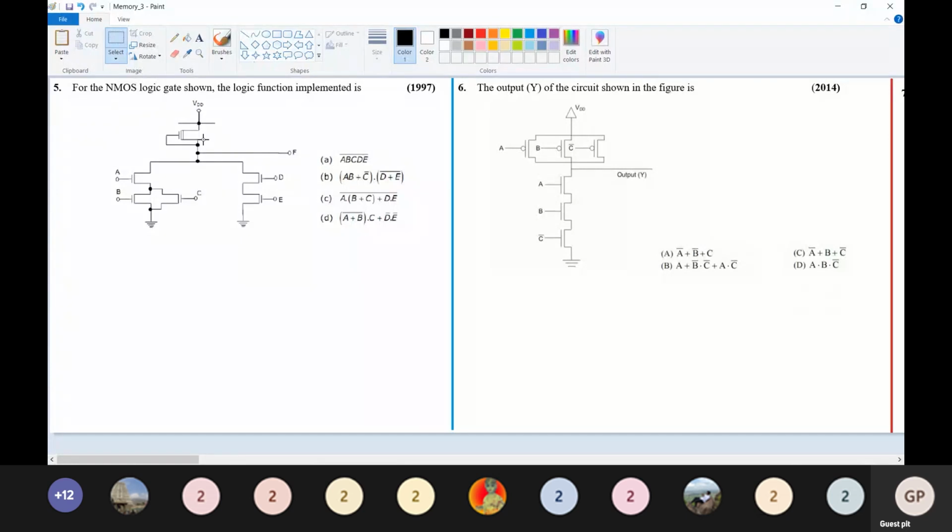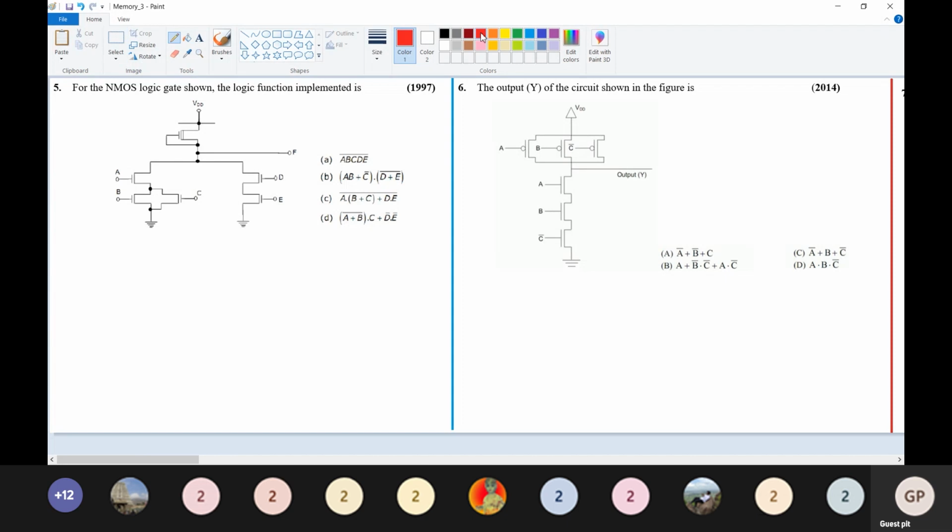We'll discuss some problems related to digital electronics. These problems are asked in the topic memory. In this problem, for the NMOS logic gate shown in the figure, what is the logic function implemented? For the given logic circuit, we are supposed to find what logic function it is going to implement.